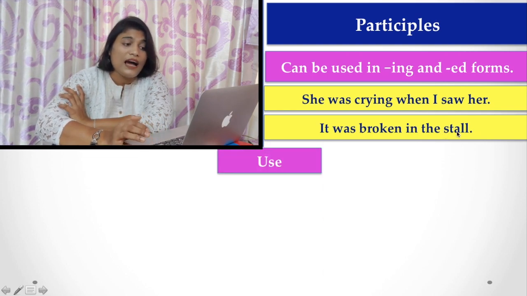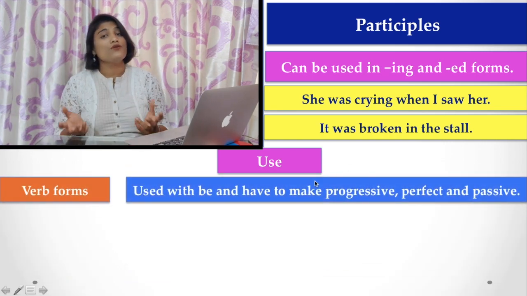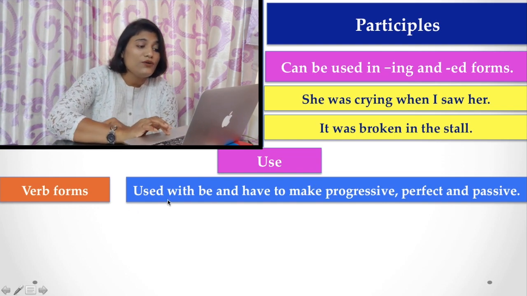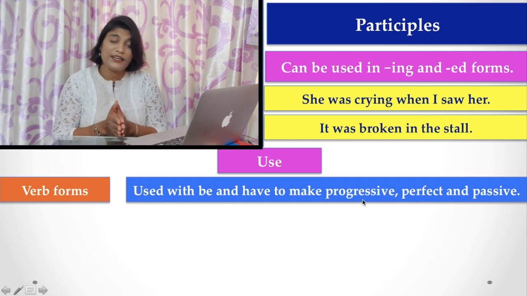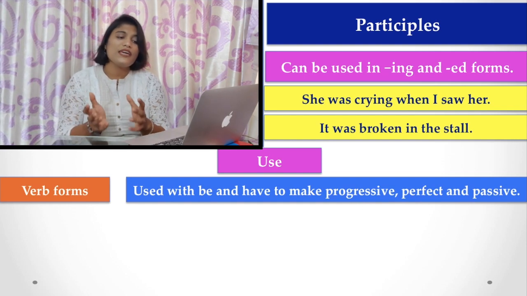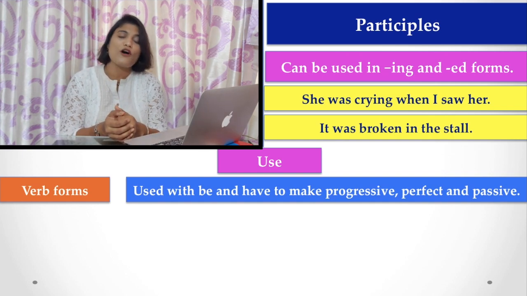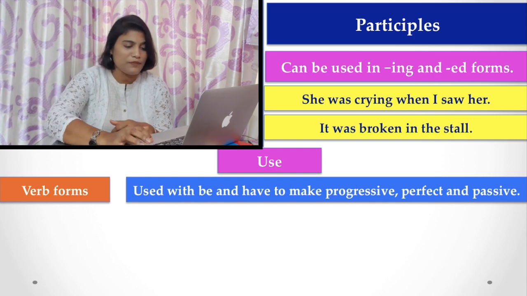Now look at the use where we use that thing. Sometimes we use participle as a verb form. What are they? We use be or have to make progressive, perfective or passive. So in all those cases you have to use the participle form, either ing form or ed form. Let's see the examples.